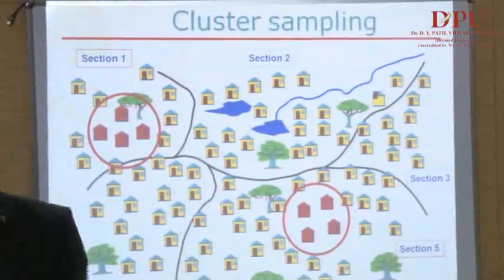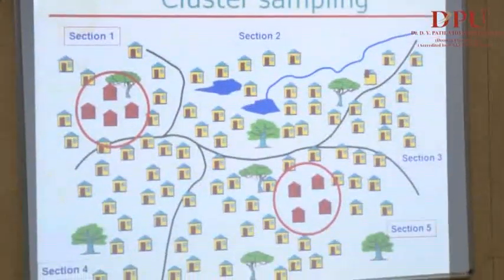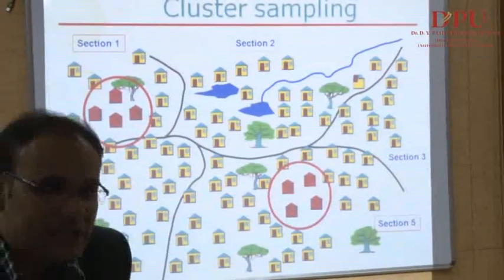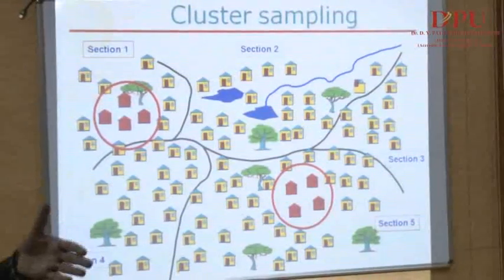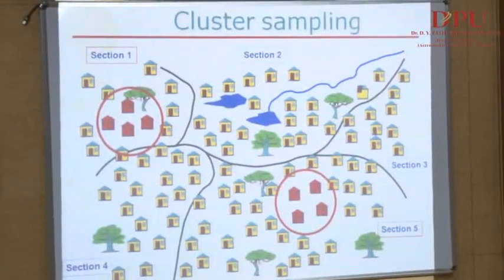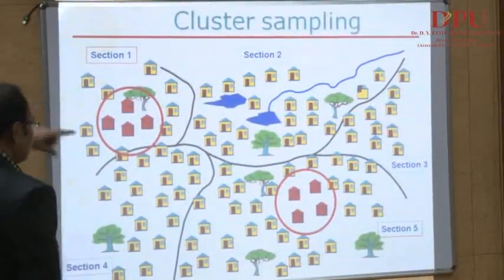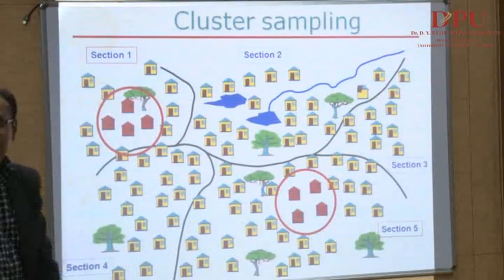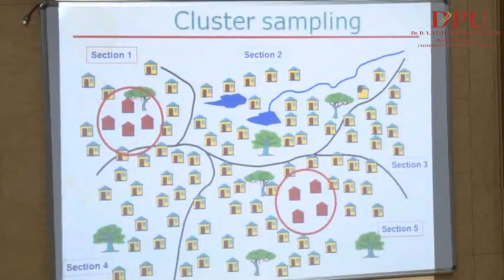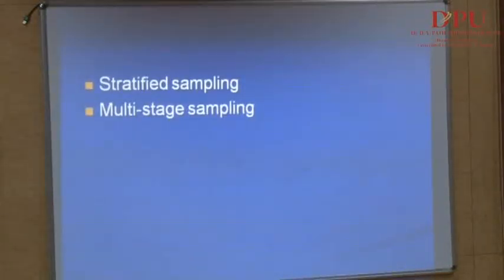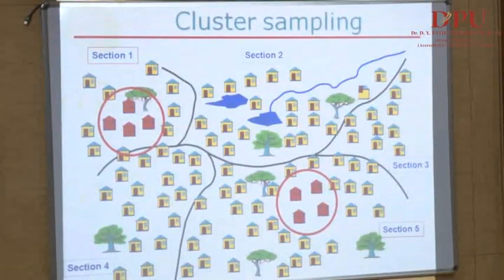Suppose somebody wants to visit a manufacturing company just for collecting certain data. Which cluster are they supposed to go to? Cluster means the part, area, small area. So look at that: section 1, section 2, section 3, section 4, section 5. These are my clusters. Understand? So the cluster technique we use at the student level.